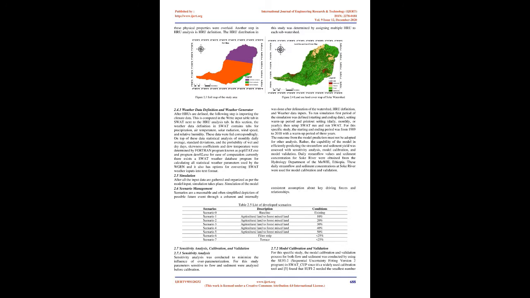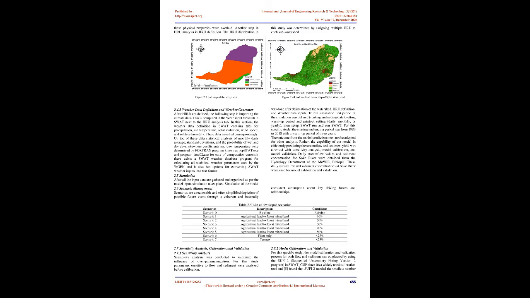The land use/land cover, soil, and slope maps were reclassified to correspond with the parameters in the ArcSWAT database. After reclassifying the land use, soil, and slope in the ArcSWAT database, all these physical properties were overlaid. Another step in HRU analysis is HRU definition. The HRU distribution in this study was determined by assigning multiple HRUs to each sub-watershed.